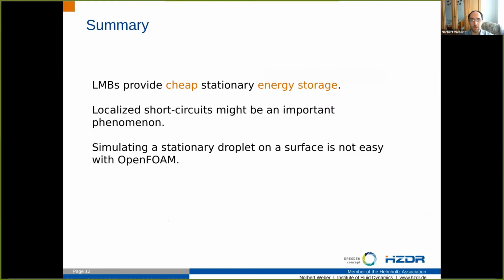With that I'm at the end, and I would like to thank you for your attention, and stress that liquid metal batteries are really an interesting topic for fluid dynamic simulations and quite promising for stationary energy storage, but even such simple things are sometimes not so easy to simulate. Thank you.